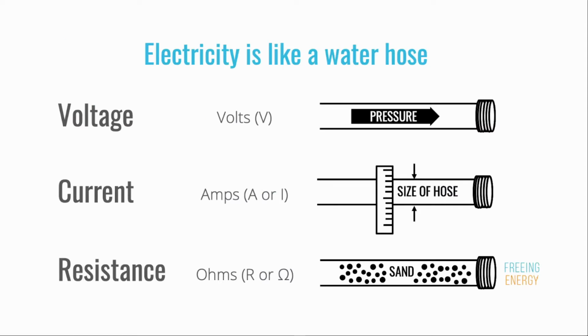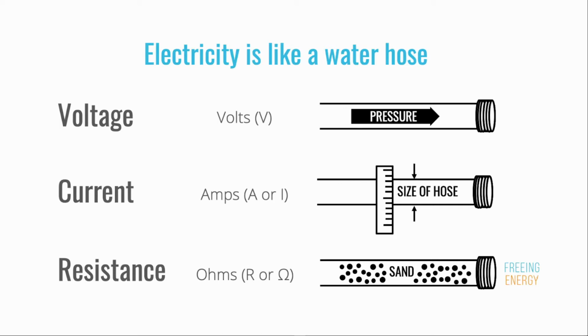I like to use the water analogy when I think of these concepts. It makes it a lot easier to understand. Voltage is the pressure of the water, or how fast the electrons are moving through the wires. Current is like the size of the pipe, so how much water you can push through at a time. Using the analogy, this means how many electrons you can push through at the same time.